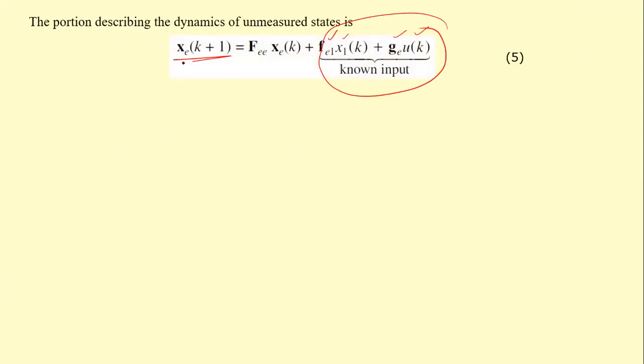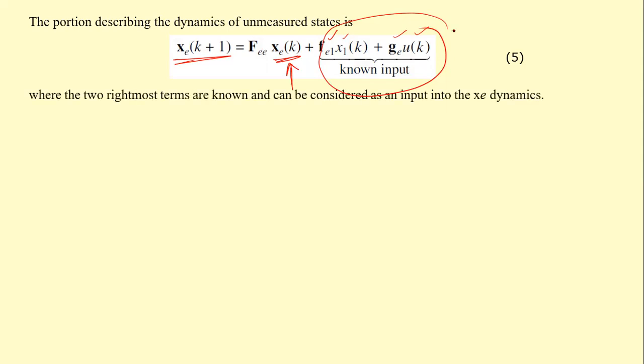This is the estimated state dynamic. This equation describes the dynamics of the unmeasured states. We have some unmeasured states here, like xek, which is an estimated state, right?